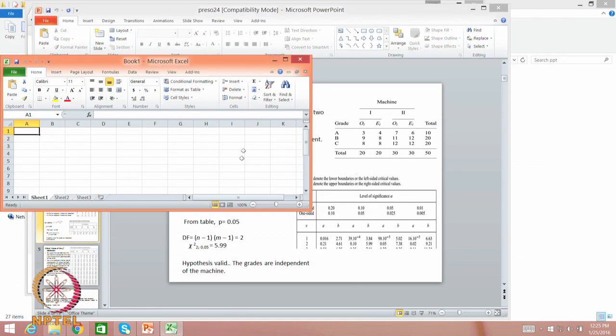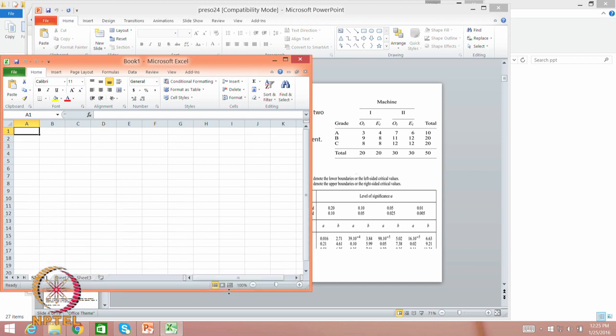We put in all the data, and this is observed, say 3, 9, 8, and correspondingly we have 4, 8, 8. Then we have 7, 11, 12, and correspondingly we have 6, 12, 12. So this is observed, this is expected.